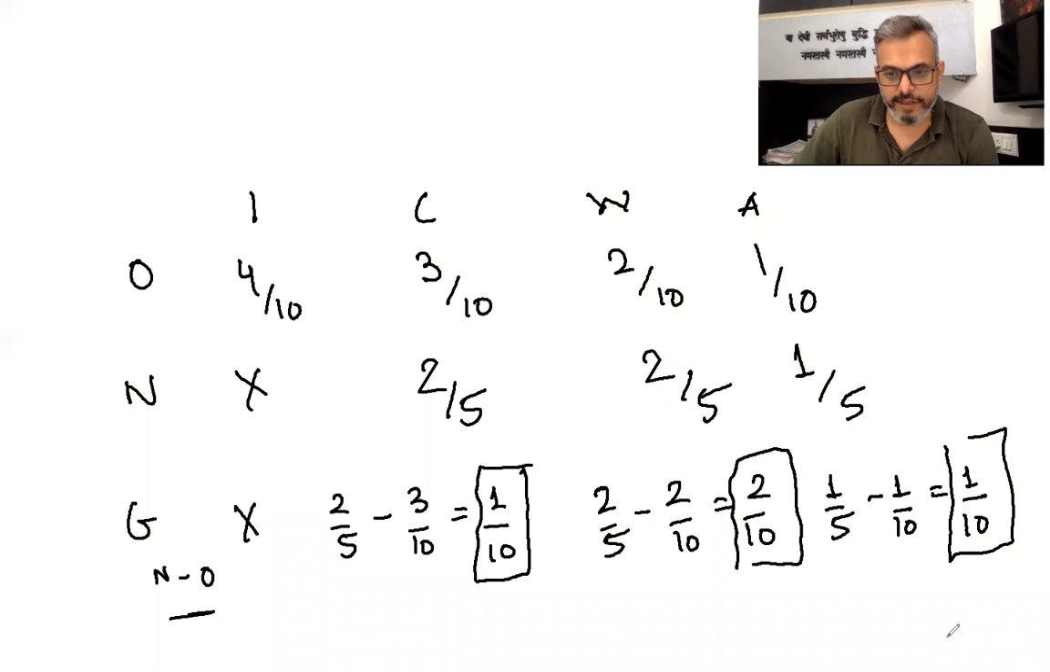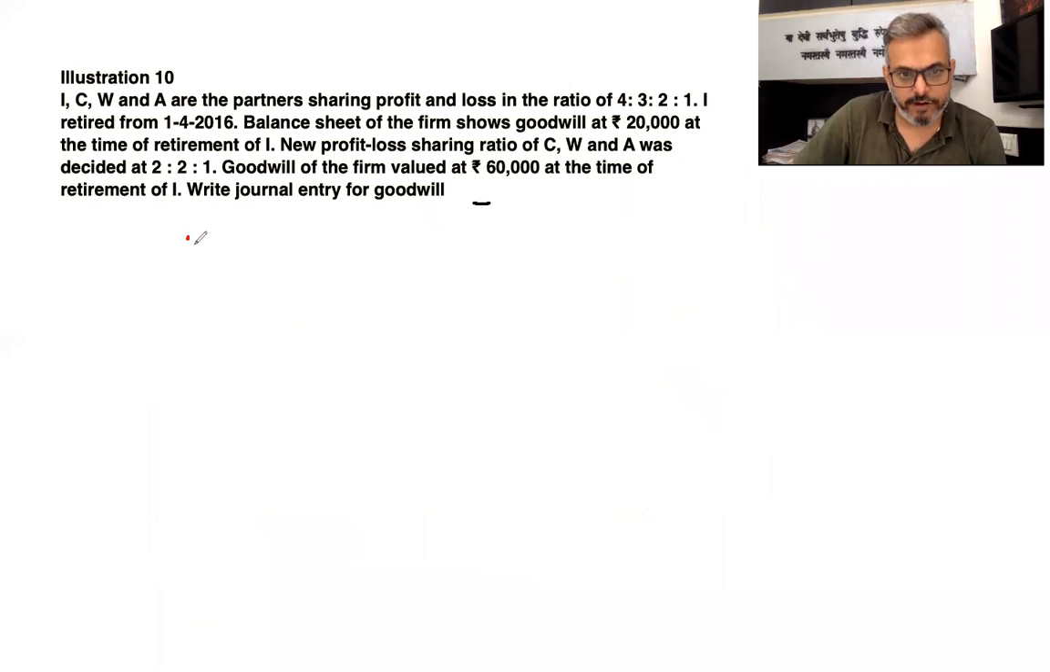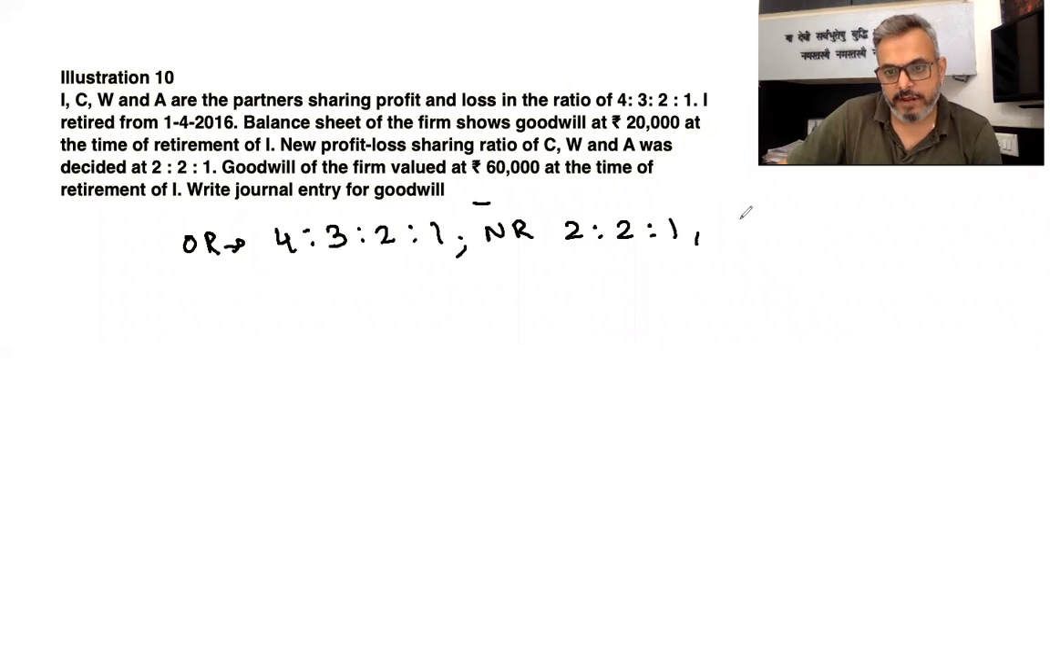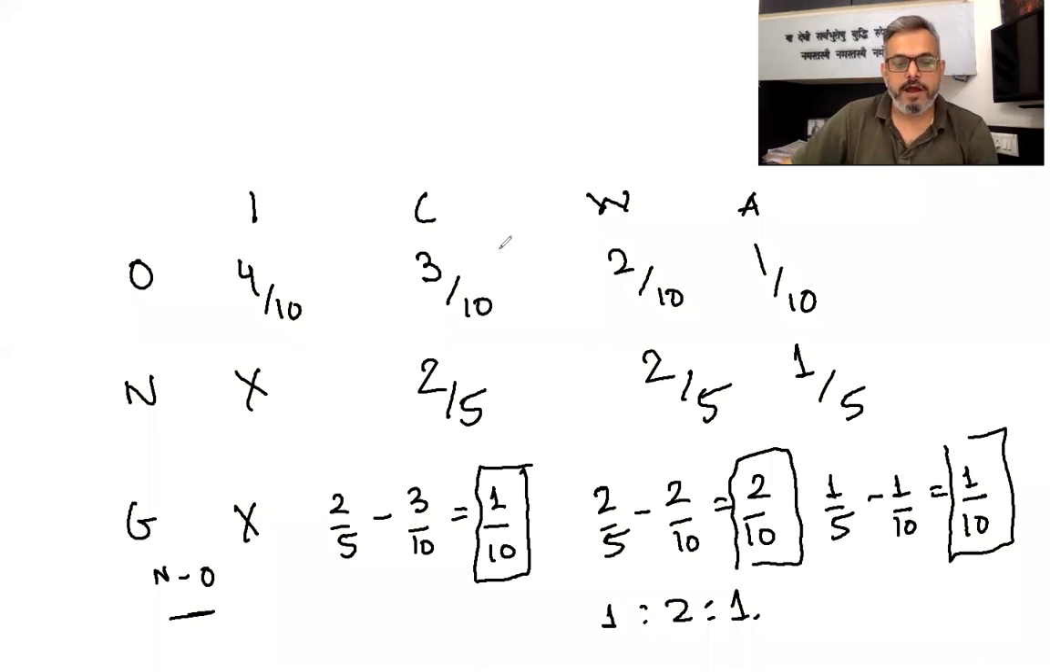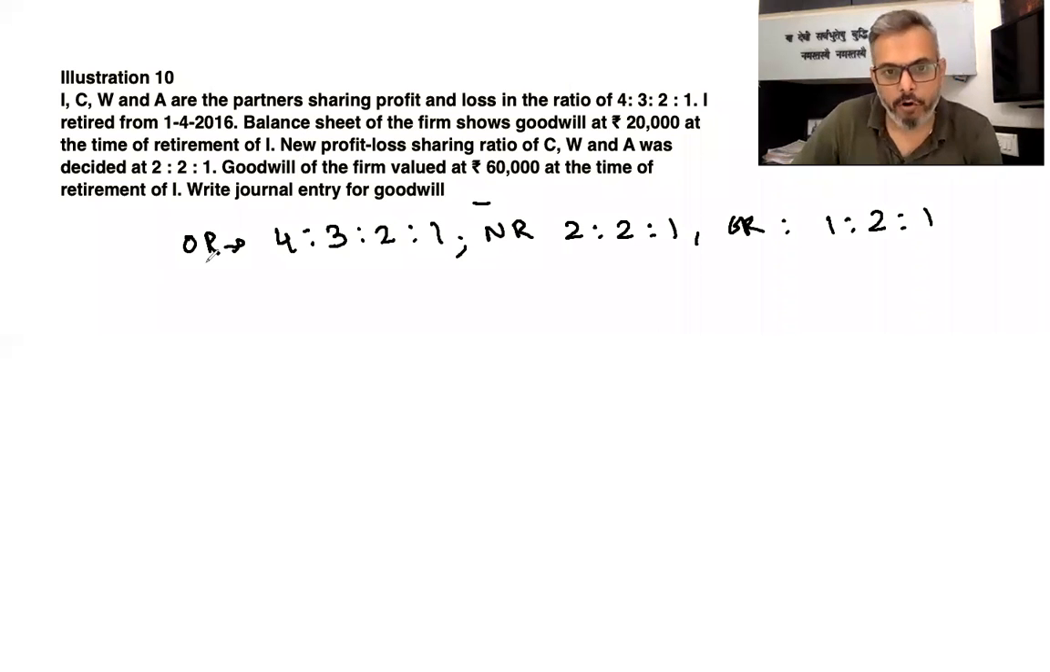Now we have the gain ratio 1 is to 2 is to 1. We have the old ratio, we have the new ratio. So I'll write over here old ratio 4 is to 3 is to 2 is to 1, new ratio 2 is to 2 is to 1, and gain ratio 1 is to 2 is to 1. Confirm कर लो. Okay. Now सबसे पहले we have old value of goodwill. So old value of goodwill is rupees 20,000. So first let's write off 20,000.